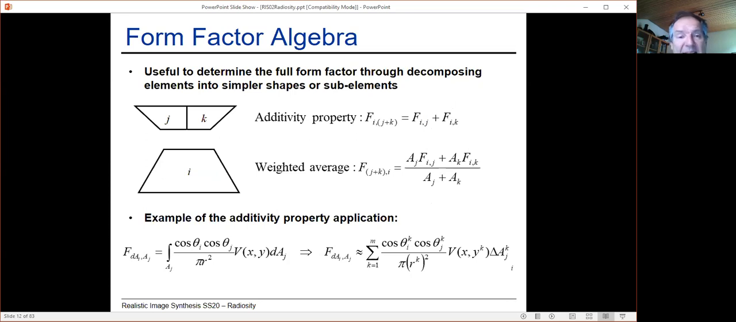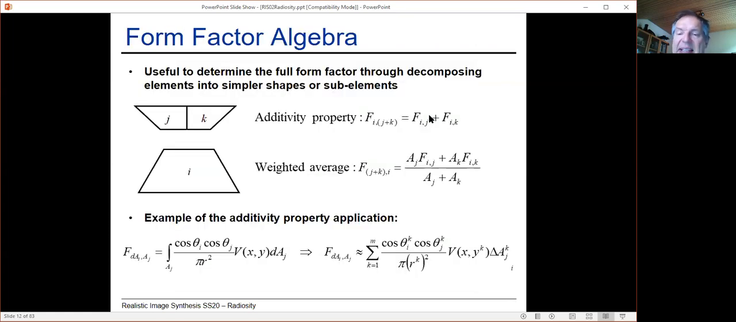So what are the properties of form factors in terms of algebra? What would be the form factor between surface I and the sum of surfaces J and K? We are saying that form factor is a fraction of energy that leaves patch I and arrives at patch K, and then maybe arrives at patch K and patch J. So from this definition, it becomes kind of clear that it's enough to add those partial form factors. This is very nice, yes, because this means that we can split our domain of patches into some small patches. We can pre-compute or compute these partial form factors, and then we can just sum them up.